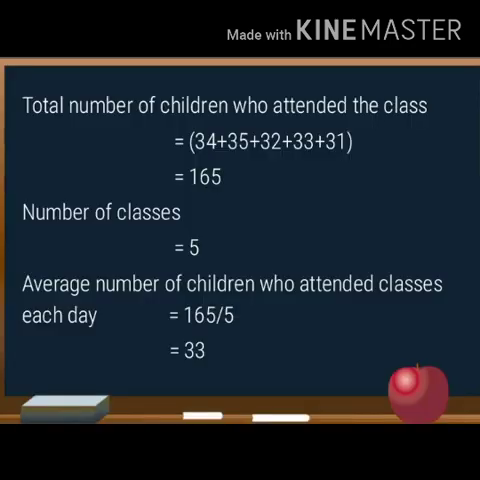For getting the average, first we want to find the total number of children who attended the class. So here we are just adding the terms 34, 35, 32, 33 and 31, and that is 165. And the number of days is 5. So the average, we are just dividing the total number of children who attended the classes by the number of days. So the answer is 165 by 5, that is 33. That is, the average number of children who attended the classes each day is 33 students.